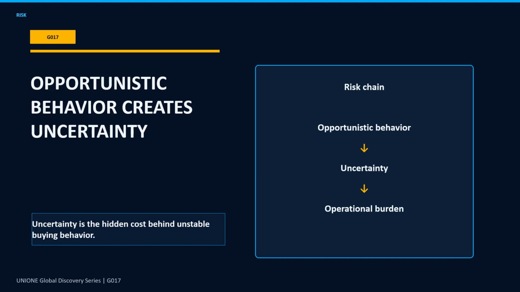These behaviors create uncertainty throughout the transaction. The supplier does not know whether the buyer will proceed. The exporter does not know whether the requested work will lead to an actual order. Production, documentation, and logistics cannot be planned with confidence. This uncertainty becomes an operational burden. It requires time and resources even when no commercial transaction is completed.